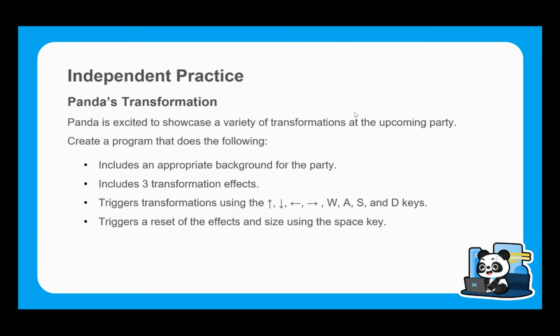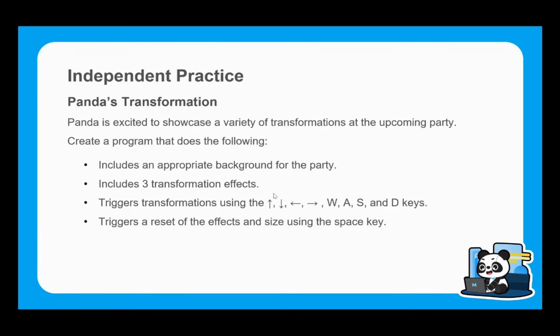They are to be triggered, the transformations are to be triggered using certain keys. Now it does suggest these keys, either the up, down, left and right arrows and the W, A, S and D keys. So they can stick to using those, but if they want to use other keys, why not? They can use that as well. And we also want to trigger a reset of all the effects. We want to be able to get Panda to go back to their normal state by using the space key. Okay, so that's all of the main challenges that we want to be included within the pupils' effort.